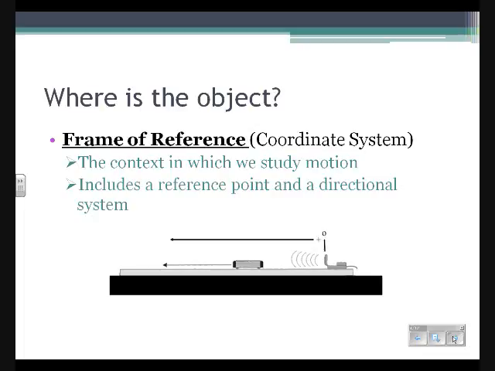You guys all had a chance on Wednesday to work with the motion detector, and the motion detector is a really good example of a frame of reference. The motion detector has a built-in frame of reference that it uses all the time. It has a reference point. It calls itself the 0 point. So it says, okay, if something is right next to me or touching me or in contact with the front of the motion detector, I'm going to say that it's 0 meters away.